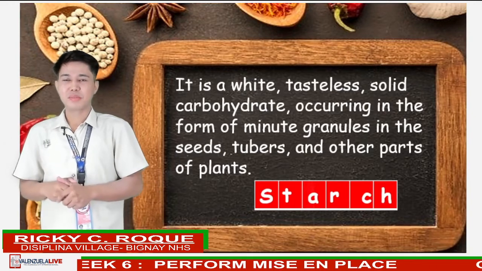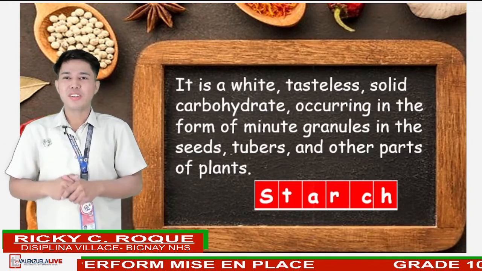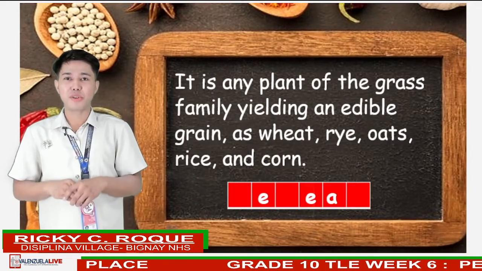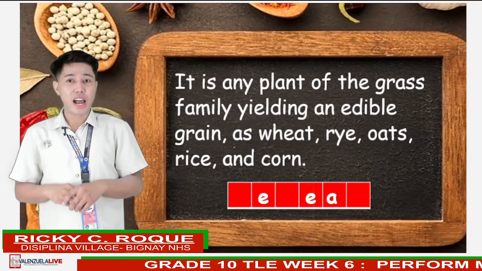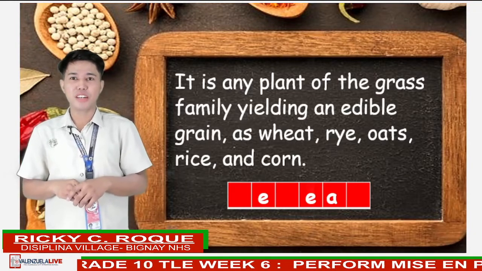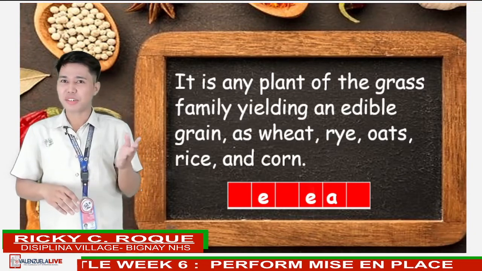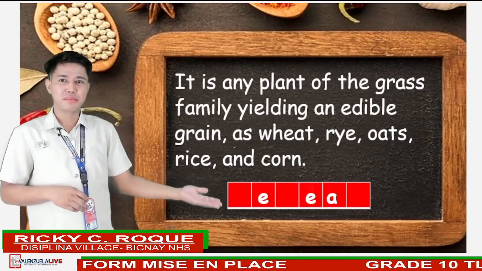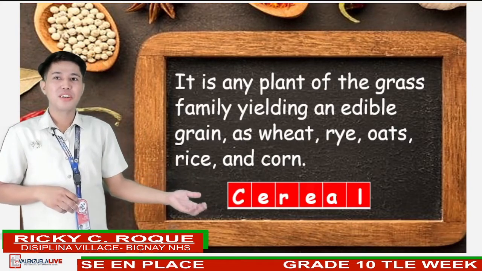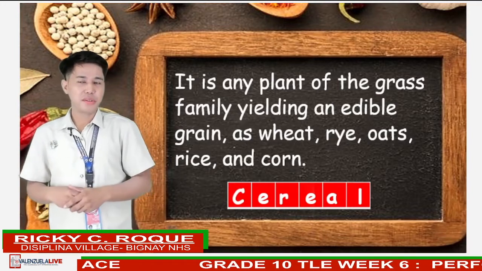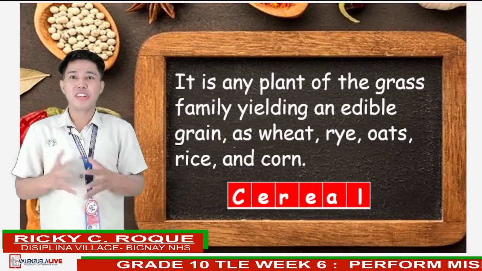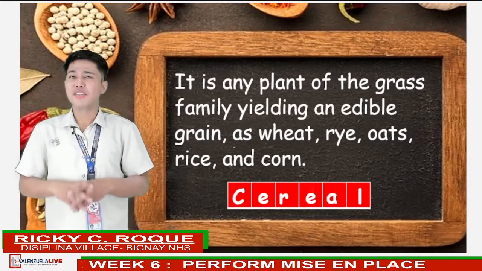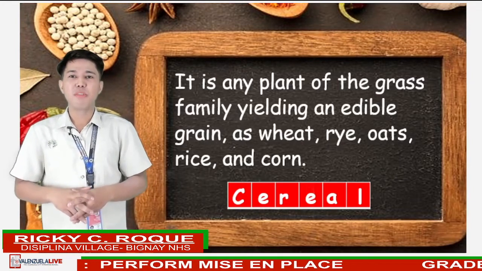starch. Next, it is any plant of the grass family yielding an edible grain as wheat, rye, oats, rice, and corn. What is the answer? The correct answer is cereal. Now, we already know the difference between starches and cereal.